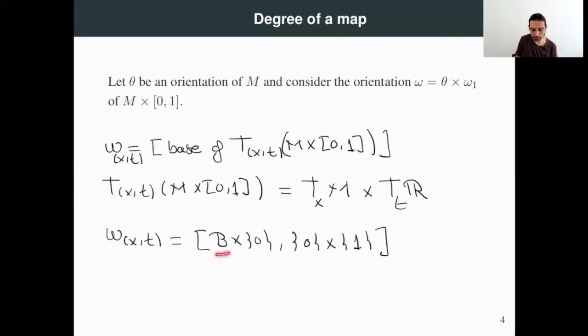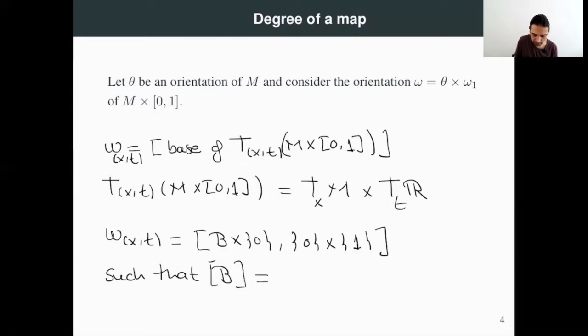The first component is in M and the second component is in the closed interval, such that, of course, we have to say something more, such that B is an oriented base of M and provides the orientation theta, such that the class of beta is equal to theta. And so, by definition, this is the definition of the orientation omega at any point, okay?